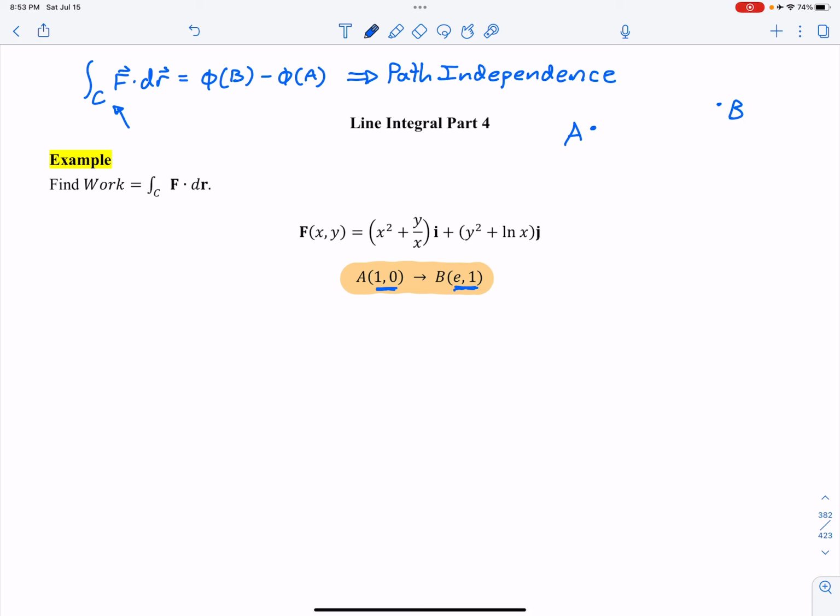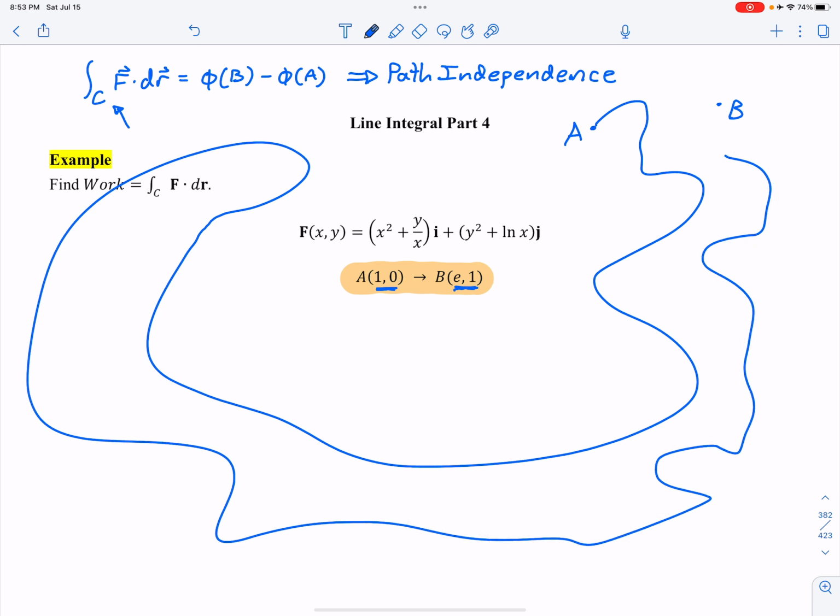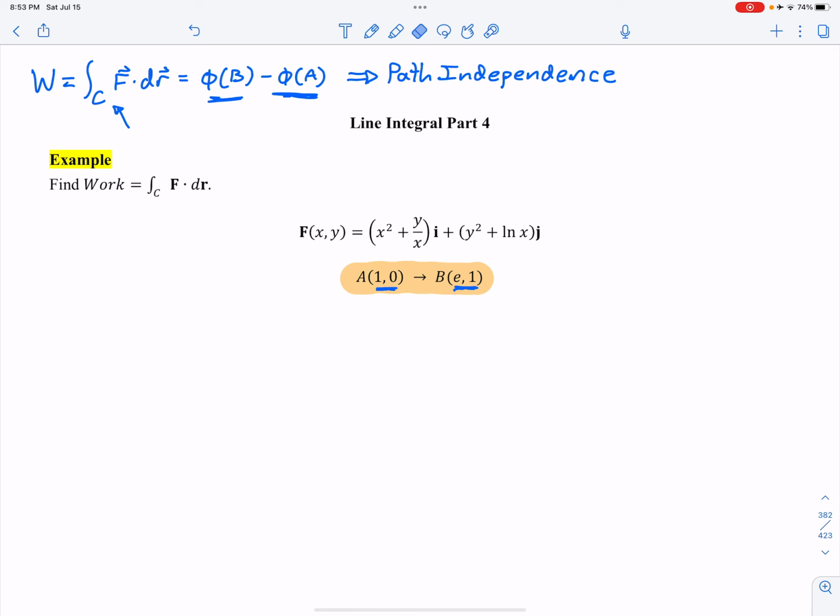It could be a straight path. It could be like this. It could go all the way around. I could take any path. I could do 1,000 circles, and the work would still be the same in a conservative vector field, because I know it doesn't matter what the path was. All I'm doing is plugging in my points. That is a bit neat, that we don't have to worry about the path. So we get what's called path independence, meaning the path does not matter, only if it's conservative.